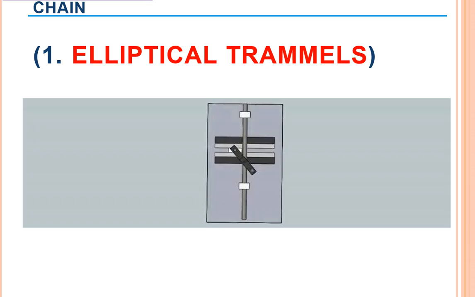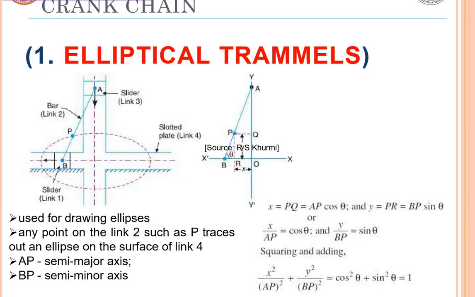So further, if you go with the elliptical trammel, where link 1 and link 2 will be moving in this slotted plate. So this is meant for drawing an ellipse. So here, if the slider link 3 advances, then the slider link 1 is going to move towards the left. So it is going to draw, AP is the semi-major axis, BP is the semi-minor axis.